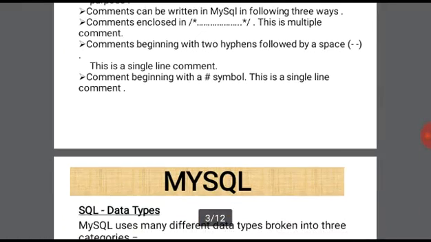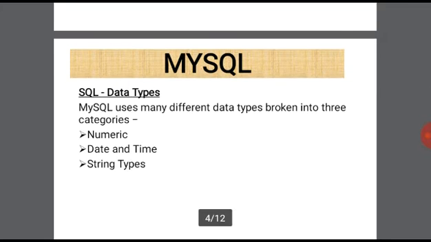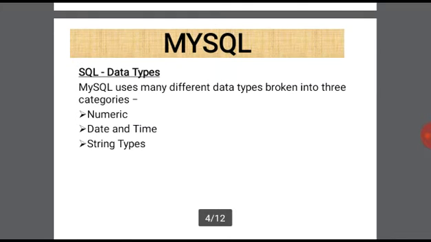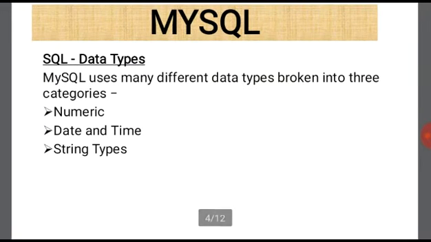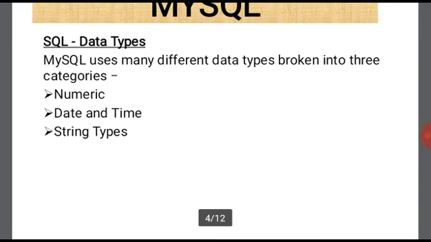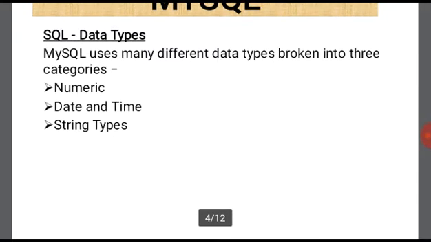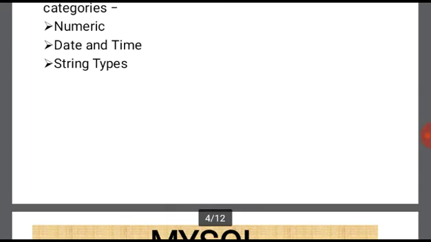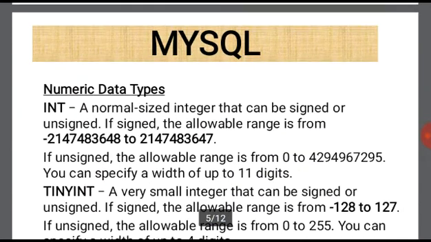Next one is MySQL data types. Basically, data type means type of data. What type of data is it? Data types are basically of three types in MySQL. These are numeric data types, date and time, and string types. Let us consider them one by one. First one is numeric data types.